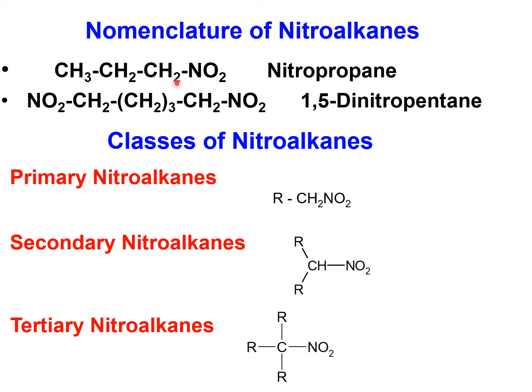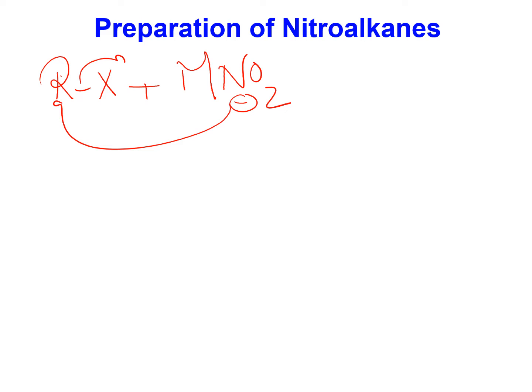As we said, we just named them as nitroalkanes and specify the position of the nitro group, and we classify them into primary, secondary, and tertiary based on the number of carbons attached to the carbon directly bonded to the nitro group. If we need to prepare nitroalkanes, they are simply prepared from any alkyl halide, reacting it with any metal nitrite. So you add a nitro group to a metal and you react it with an alkyl halide. The nitro group replaces the halogen, giving the nitroalkane.